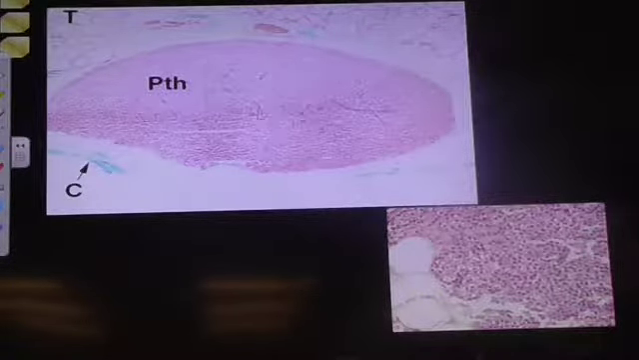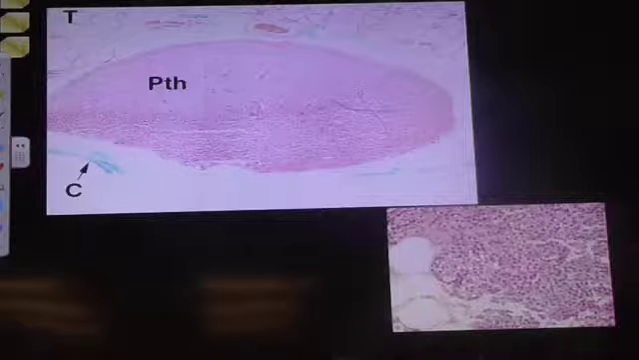There's a normal parathyroid up there. See, it's just a regular endocrine organ. Got your little clusters and clumps of endocrine secreting cells. High vascularity in there.